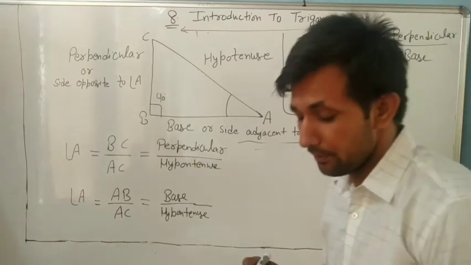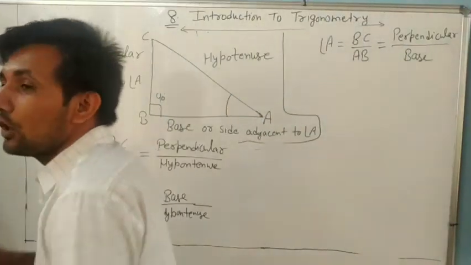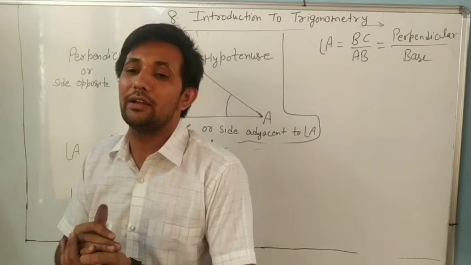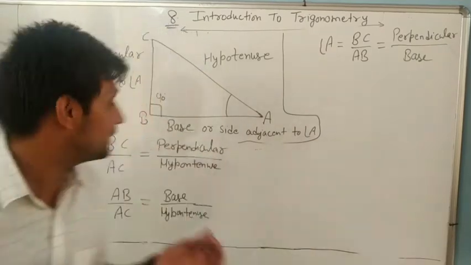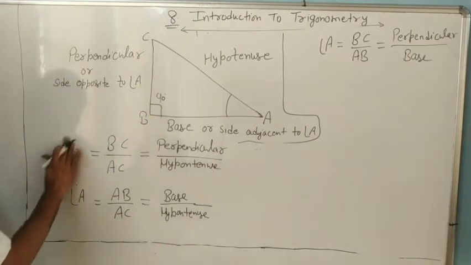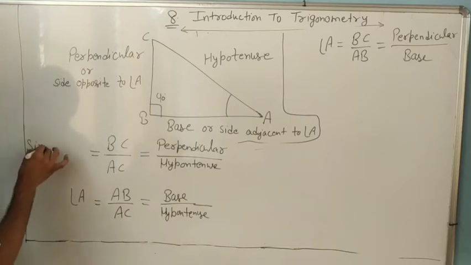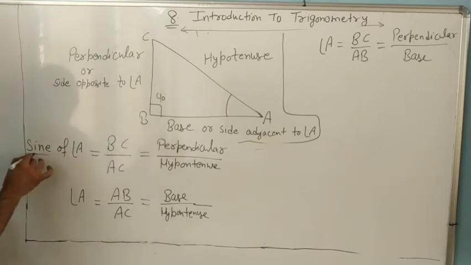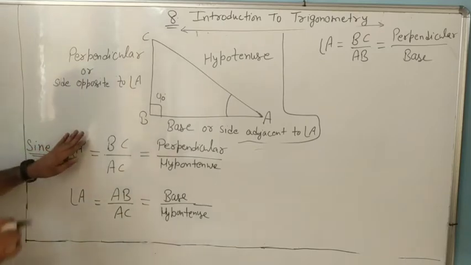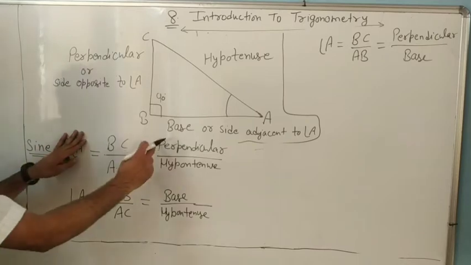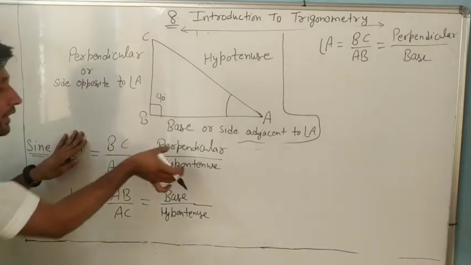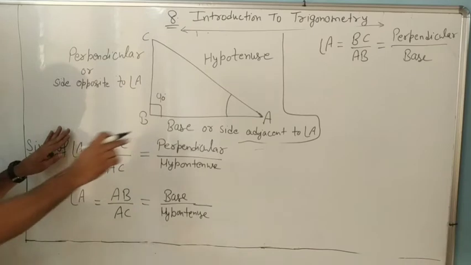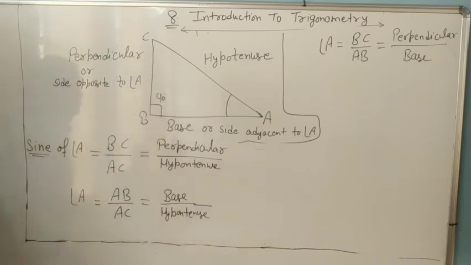So that's why dear, we will give them names, because we need to identify them. How do I give their names? Look at here. Its name is sine of angle A. What is the meaning of sine? It is only a name. Sine of angle A means perpendicular by hypotenuse. Whatever angle we are taking, A, it is sine of angle A.